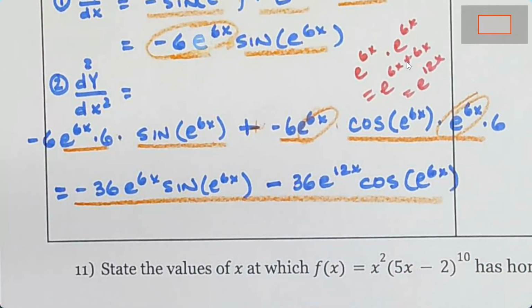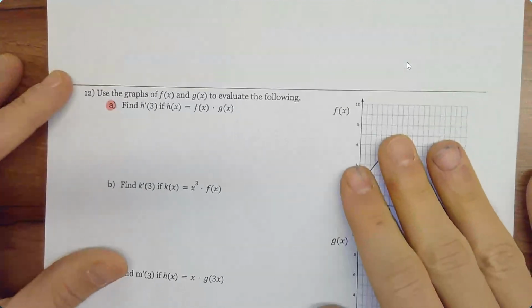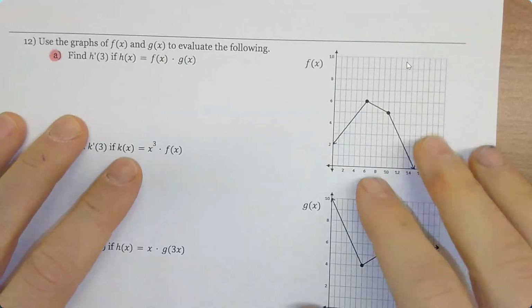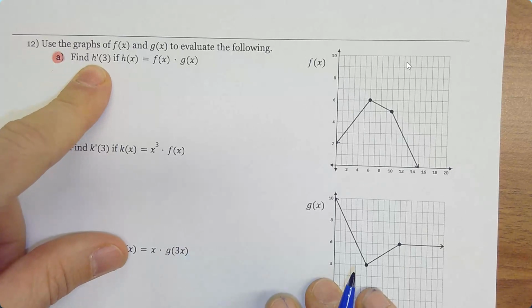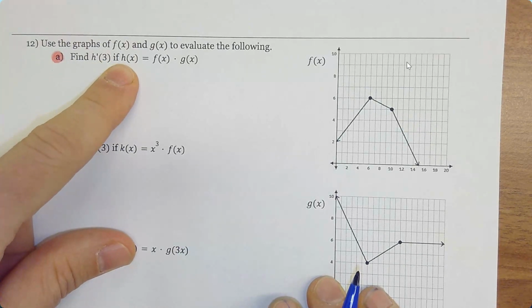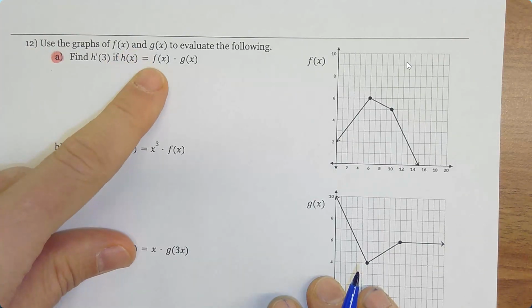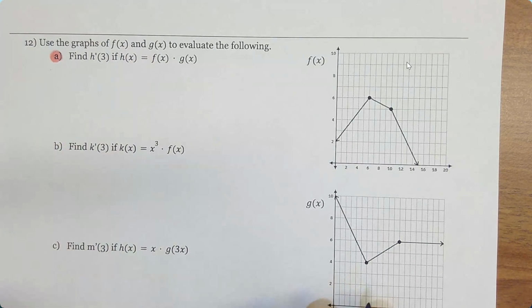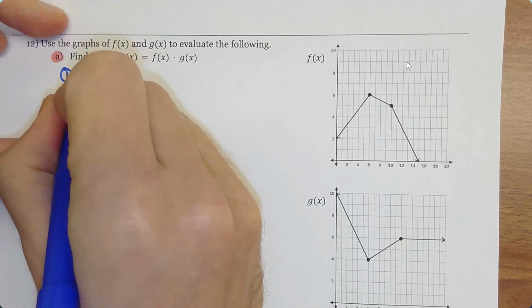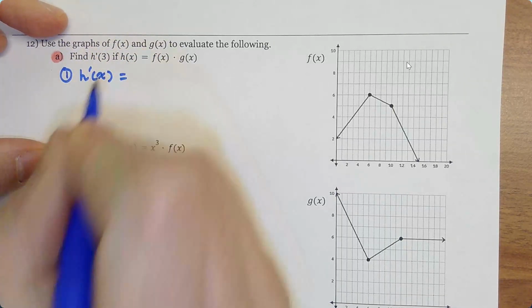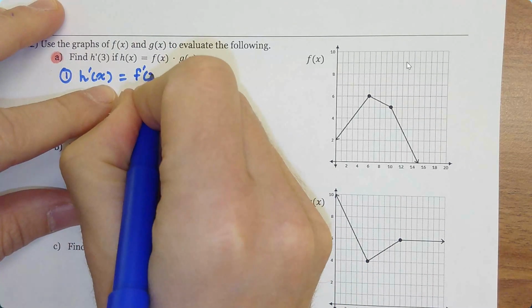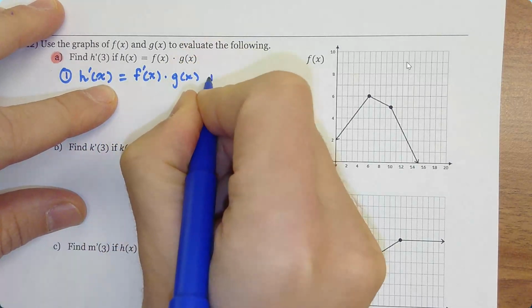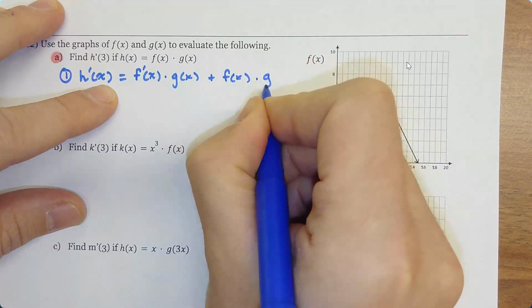There we go. One last problem for today. I'm going to zoom out for this. Let's take a look at number 12. Number 12, you're given the f function and the g function. And I'm just going to do a. A says to find the derivative of Hector at 3 if Hector is equal to Franny multiplied by Georgine. So the first thing you're going to do is say that by the product rule, the rate of change of Hector is Franny prime times Georgine plus Franny times Georgine prime.